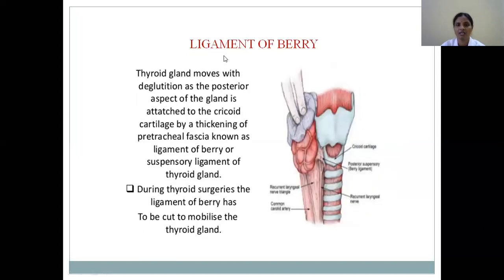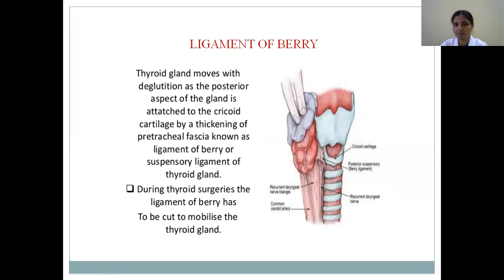Next, here you can see one important structure, the ligament of Berry. It is nothing but a thickening of this pretracheal fascia. The thyroid gland is covered by pretracheal fascia, and the deep lamina gets attached to the cricoid cartilage, which corresponds to the sixth cervical vertebra. So what is this fascial extension? The deep lamina of this false capsule of the thyroid gets attached to the cricoid cartilage by means of a thickened fibrous band, which is known as the ligament of Berry.